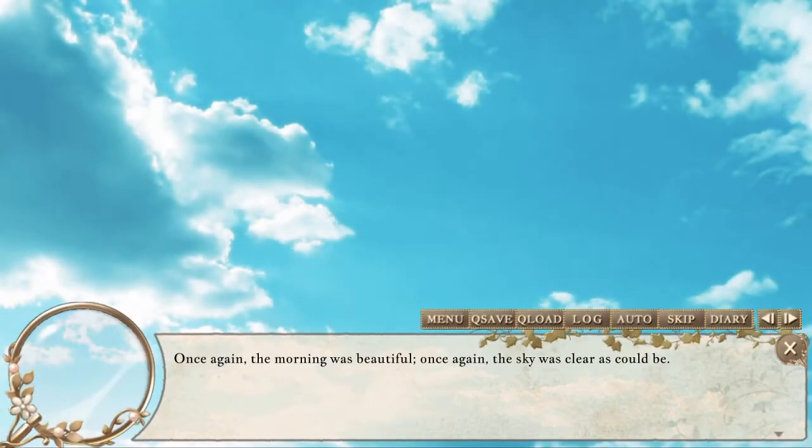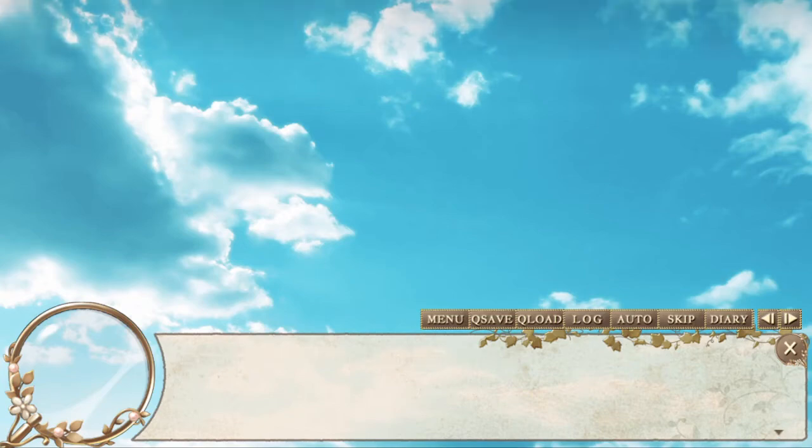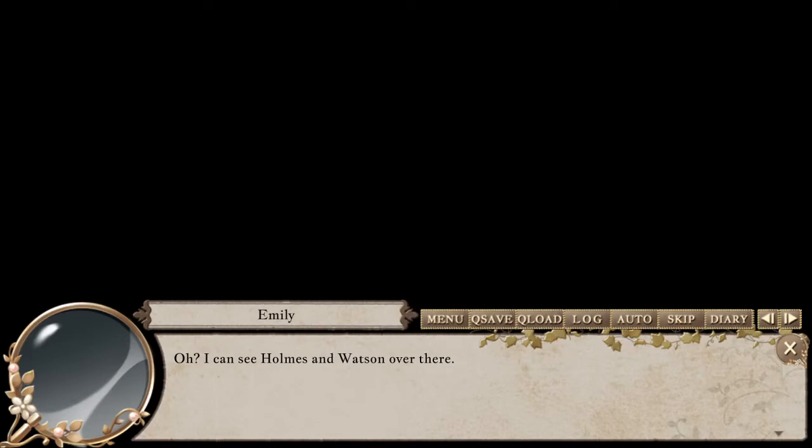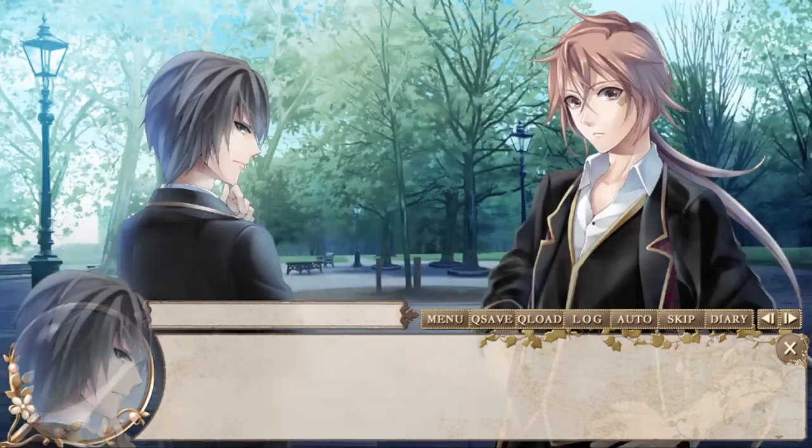Is this a picnic episode? Are we finally there at the end of our common route? Let's see. Once again, the morning was beautiful. Once again, the sky was clear as could be. It was the most perfect day one could dream for a picnic. Alright, let's skip ahead of this a little bit. There we go. Oh, I can see Holmes and Watson over there.